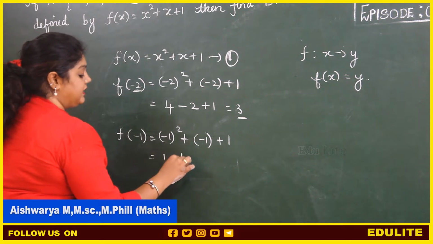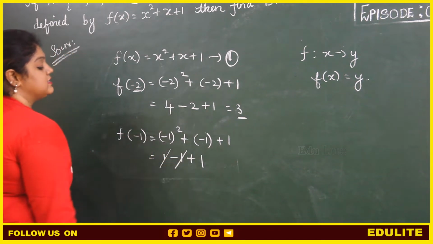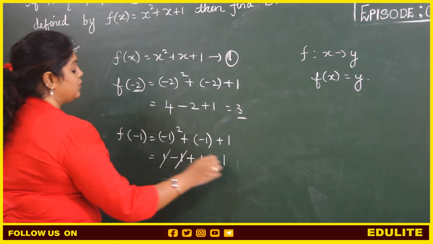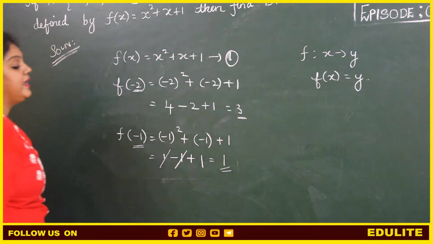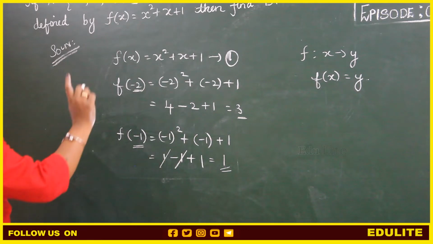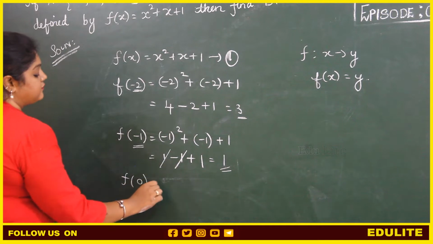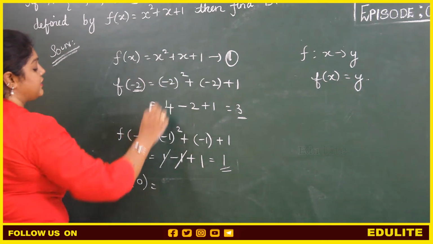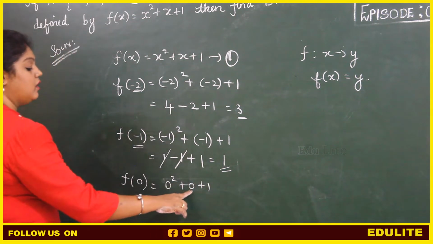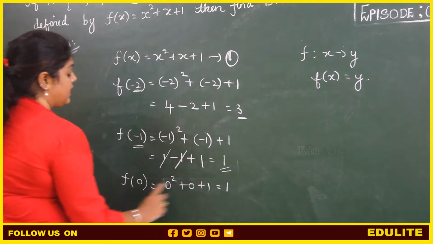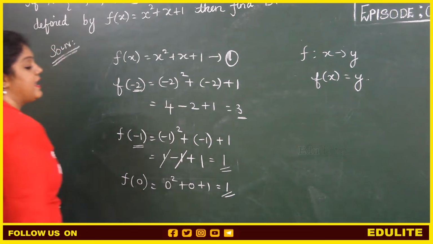Minus into plus minus 1 plus 1. So we will cancel 1 plus 1 and 1 minus 1, which equals 1. So when x is equal to minus 1, we got the value of y as 1, which is nothing but the value of b. Next we will find for 0. If it is f of 0, we have to substitute the value 0 for x. So 0 square plus 0 plus 1, 0 plus 1 will only give me 1. So when I took the value of x as 0, we got the value of y as 1, which is a repetition.